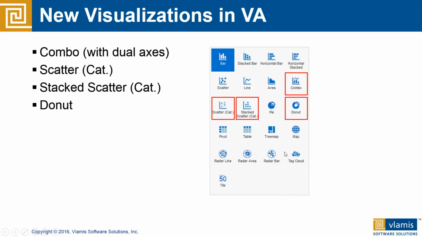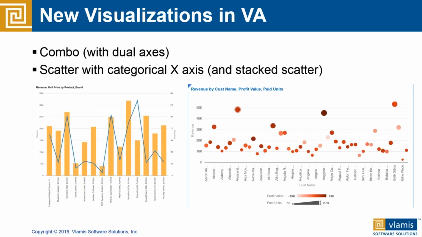So, some of the new visualizations in Visual Analyzer include a combo graph, with the ability to have dual axes, which we'll show, a scatter chart that allows categorical types of x-axis, a stacked scatter with the categorical axis, and a new donut graph. Those are the specific new visualizations in Visual Analyzer.